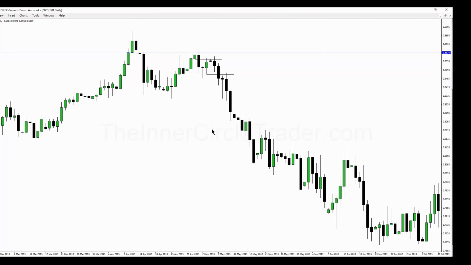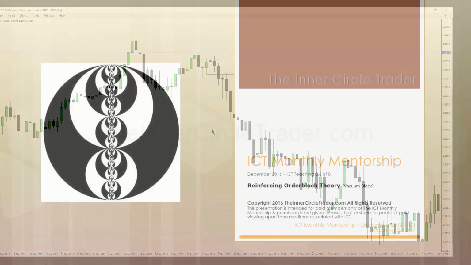So hopefully this has been insightful to you guys. We're going to give more information as we go along in the months, and when we start mapping out outlines and setups, we'll see exactly when to anticipate propulsion candles. Until next time, I wish you good luck and good trading.